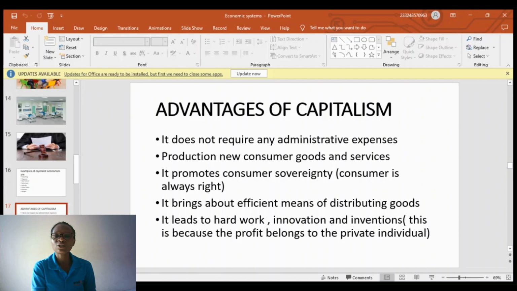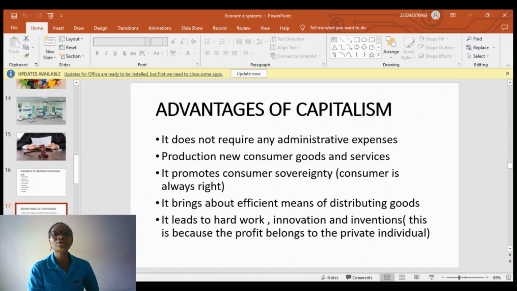Whatever they want is what gets done for them because they are paying for it. Once you overlook them and handle them anyhow, you are going to lose your consumers to another competitor. So in that case, you see the consumers are reigning supreme. They are always right. That's one good thing about the capitalist economic system.